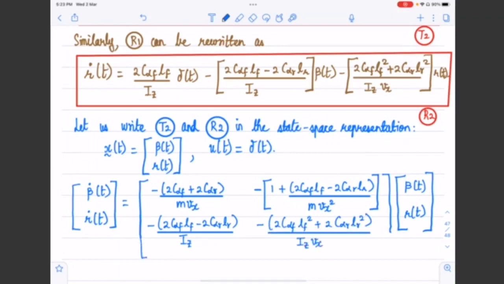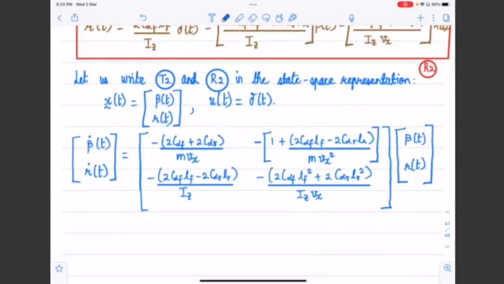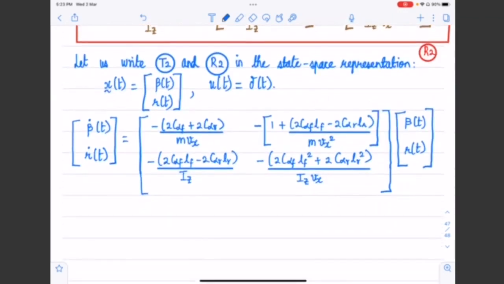Okay, so this is the matrix which multiplies the state vector. So that's the state matrix. Now, as we know, the state space representation is x dot equals Ax plus Bu, right? So we need to essentially rewrite the terms corresponding to the terms that multiply delta. Okay, so that is still left.